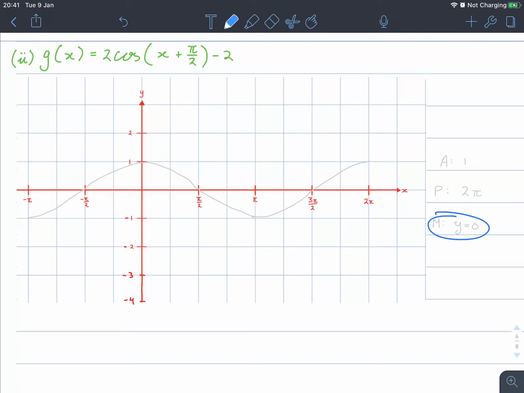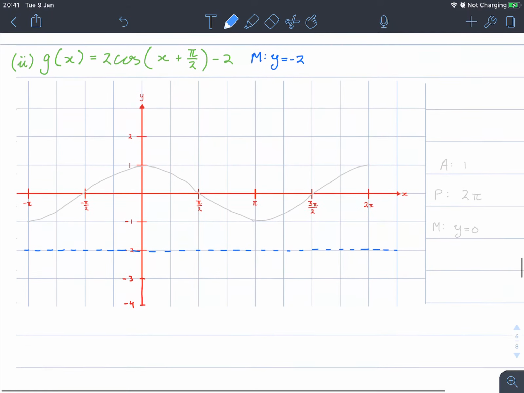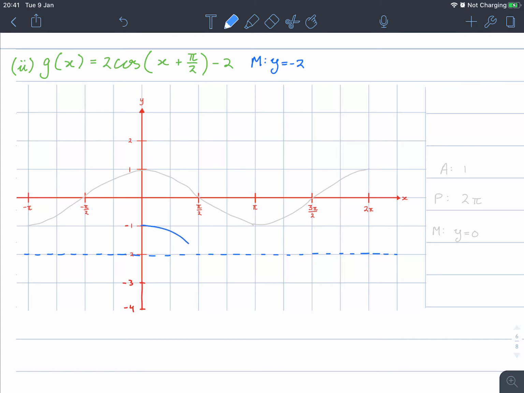First one we should look at is the mean value. As you can see, there's a line y equals 0 that this original function cycles along, up and down. So we should find what that mean value is for our function here. We can see that it's going to be this value here of -2. So there's going to be a horizontal line at y equals -2, like so. That is the mean value that this function will most likely be cycling along, like this.